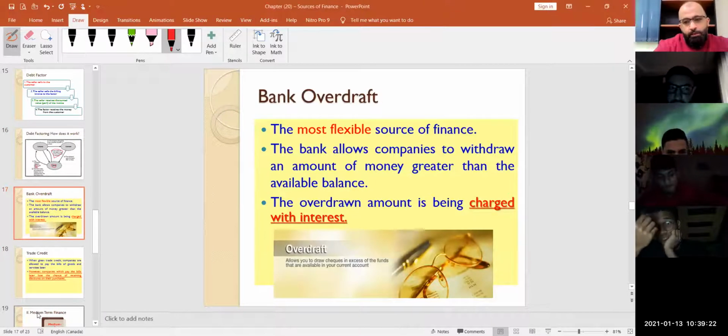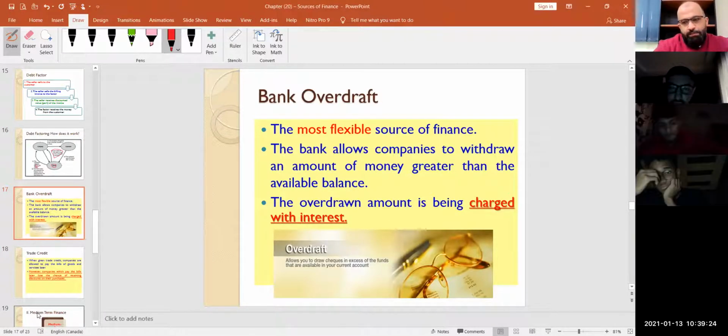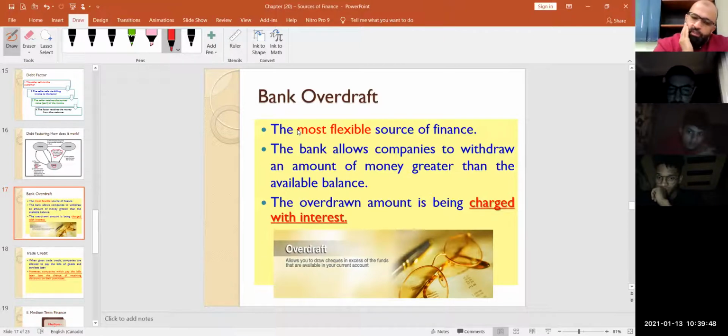As we said, one of the easiest ways to finance short-term business needs or short-term spending is the bank overdraft. This is the most flexible. You can just get an overdraft very easily from the bank. Also, the bank overdraft is another external source of finance because you're not using your own money. You're using the money of the bank. So this is why it's called external.